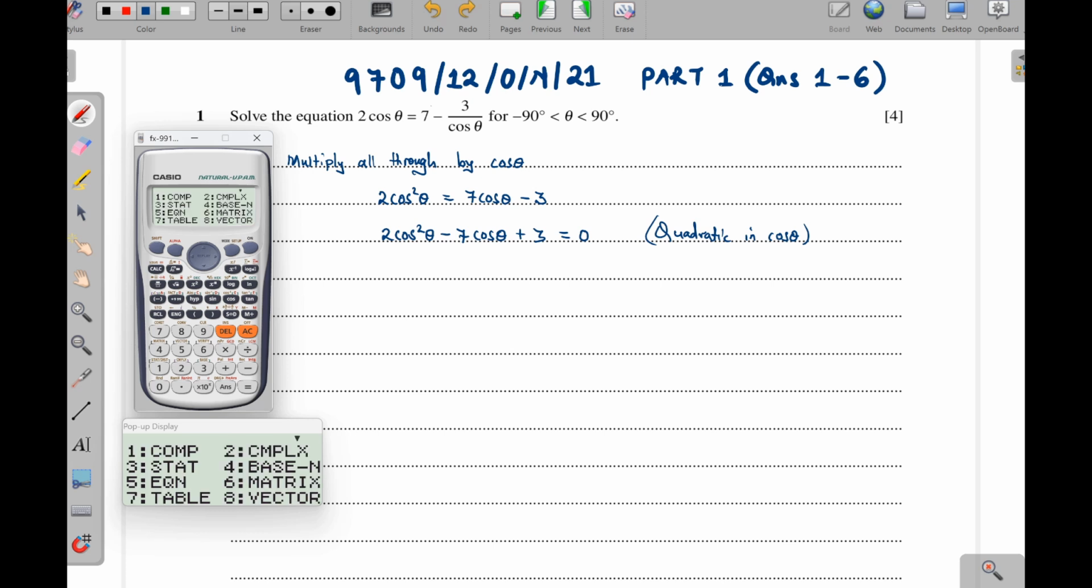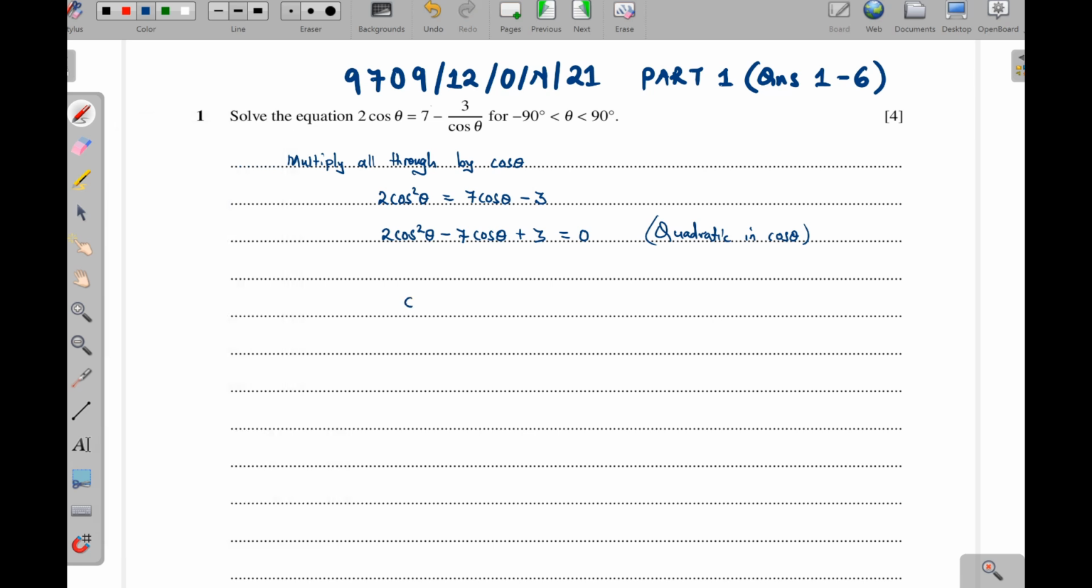I will go to mod, then equations 5, and then 3 is quadratic. Then we put 2, then there is a minus 7, and then we put a positive 3. We have a 3 and then a half. So I will skip some space here. Then I write cosine of theta is equal to 3. Then we also have cosine of theta, which is equal to a half.